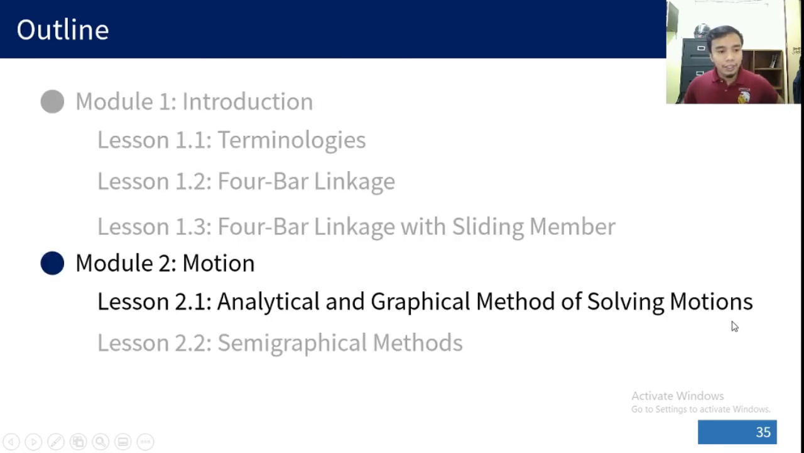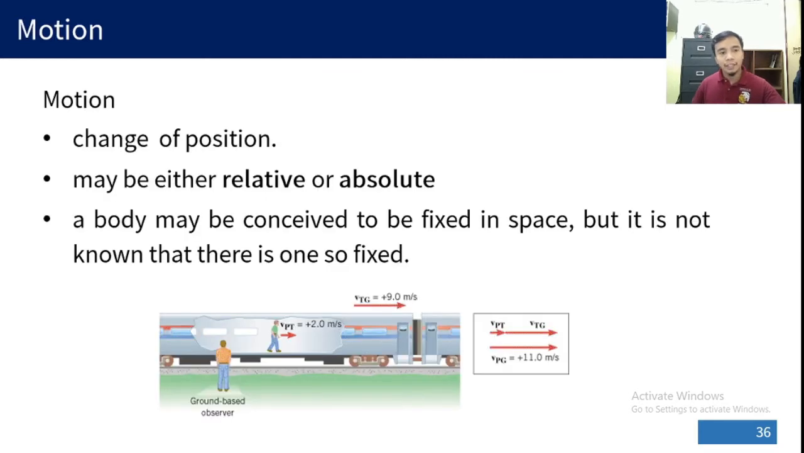Next we proceed to the second module, on motion. This is lesson 2.1, the analytical and graphical method of solving motions. First off is the definition of terms encountered in the study of motion. Motion is the change of position. A point, a body, or a particle changes from one place to another, and that is motion. But motion may be either relative or absolute.